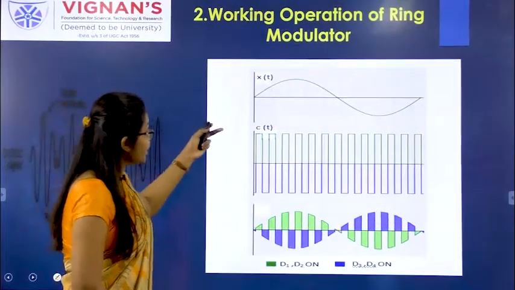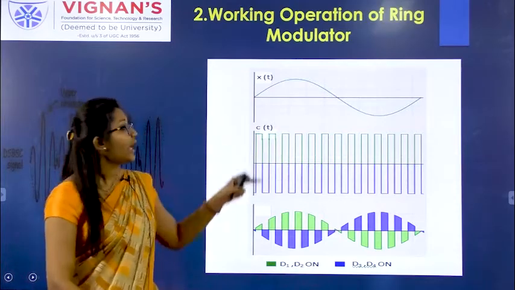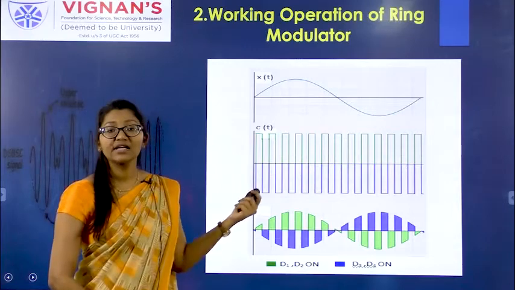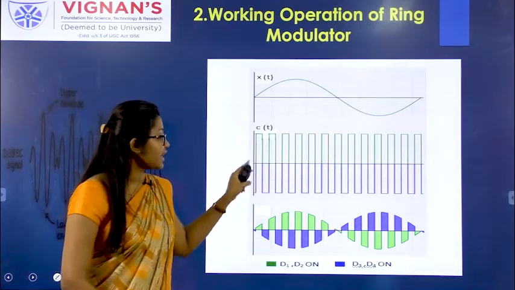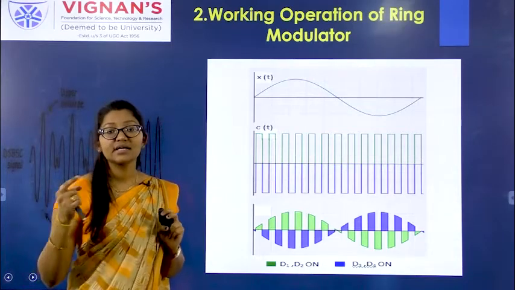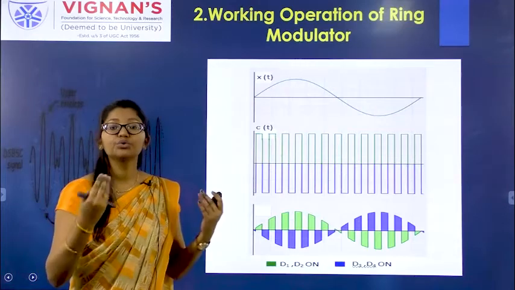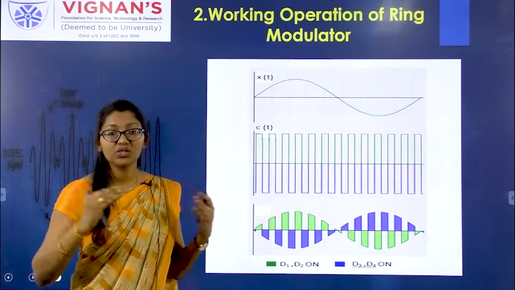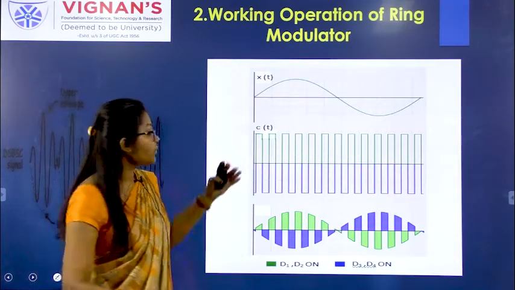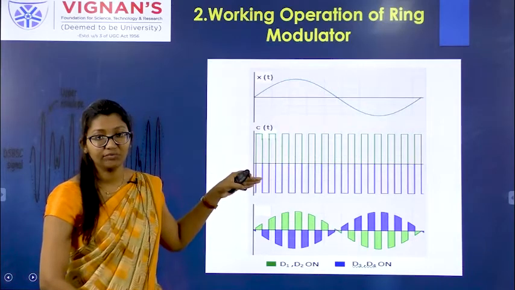And if you see here, this is the timing diagram of x of t and carrier c of t. Here the carrier signal we are considering as a square waveform, because we are considering a periodic waveform, due to the diode on and off. There is a switching between on and off, so we consider it a periodic waveform. That's why we are considering the carrier signal also as a square wave.